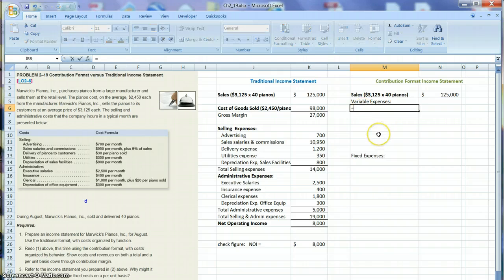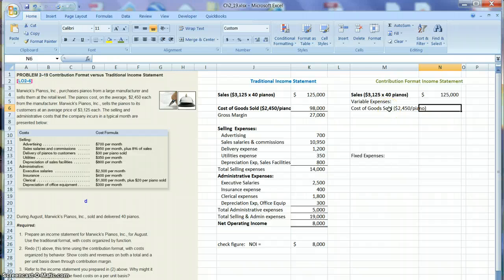Our cost of goods sold, remember, we're a retailer. A retailer buys and resells the stuff. They do not manufacture them. As a result, that cost is entirely variable in this case. Not all of your problems will be the same, but we're starting out with the basics. So we're going to consider this entirely variable. Now I can do the math again on this. Take 2,450 times the 40 pianos that we sold, and we should come up with that 98,000.